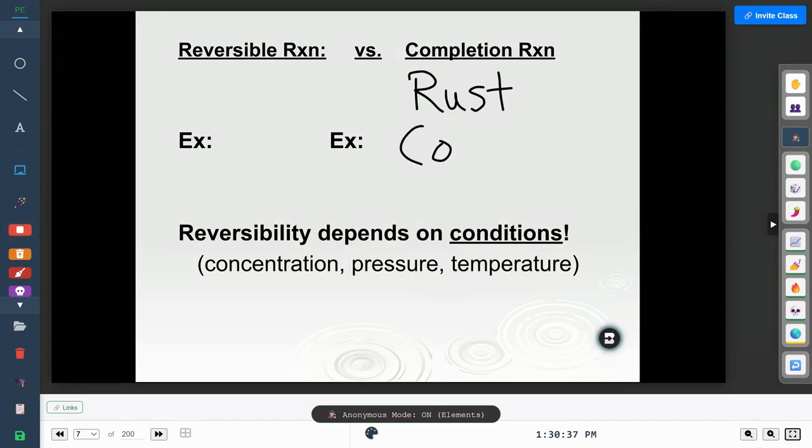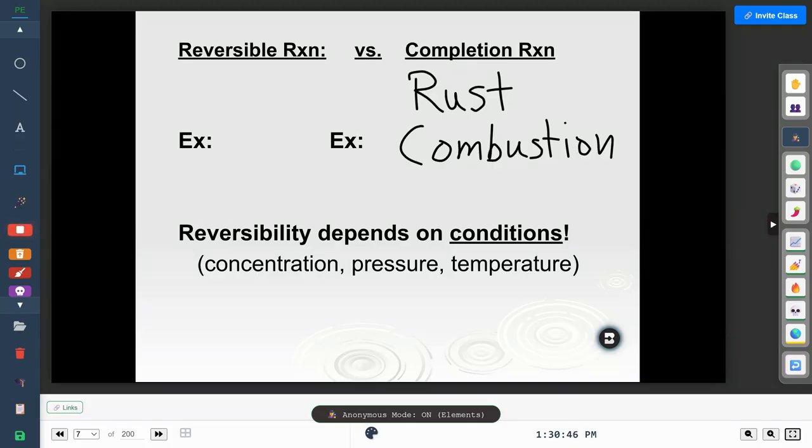Things like combustion would be a good example of something that's probably going to go to completion. If I take that match and I light that match and I turn it on fire, it turns into this pile of ash. It's not likely going to go back to something that's a piece of wood again, unless in some really crazy environments, really crazy conditions we're able to do that, right? And so reversibility depends upon conditions. How reversible it is might depend upon the concentration, the pressure, or the temperature.